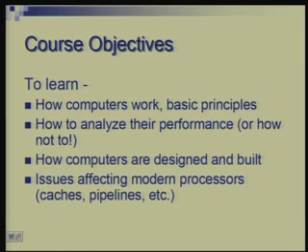To begin with the course objectives, what we propose to learn is how computers work, what is the basic principle, and we will find that this basic principle is common across all computers, small and large, old or new. It is not sufficient just to learn how computers work, we also have to worry about how efficiently they work. So, performance is an important issue.